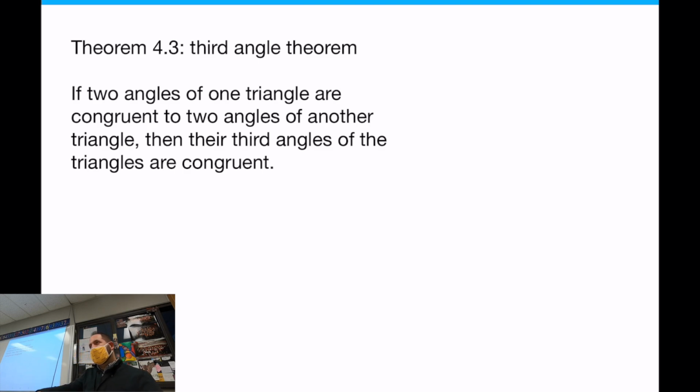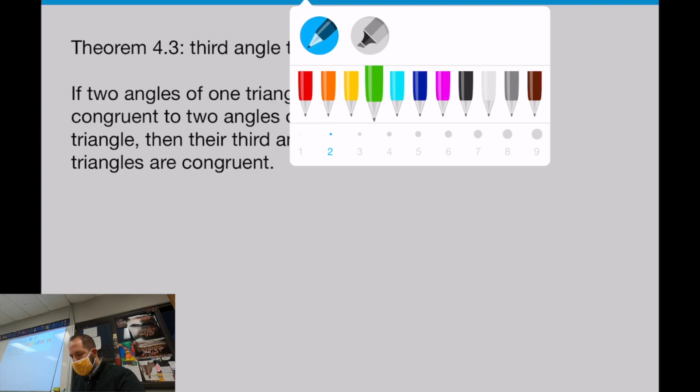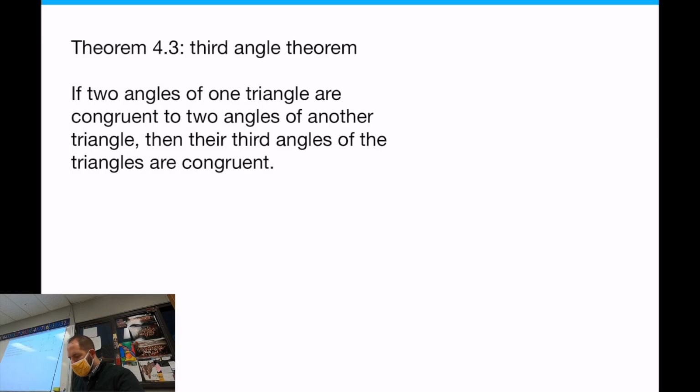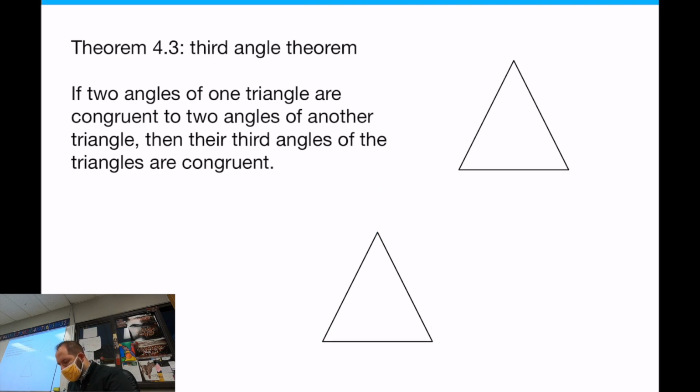If 2 angles of one triangle are equal to 2 angles of another triangle, then the third angles have to be equal or congruent. So we're comparing 2 different triangles. In fact, I'm going to draw 2 triangles here. Boom and boom. Okay, and I'll give you some letters here. Let's say this is A, B, and C. And this is D, E, and F.